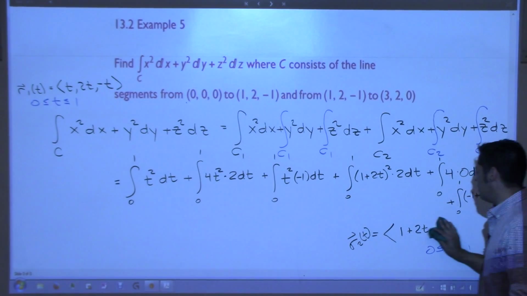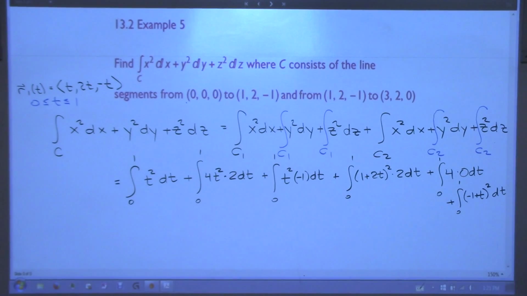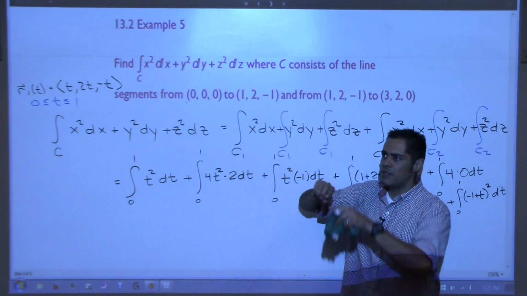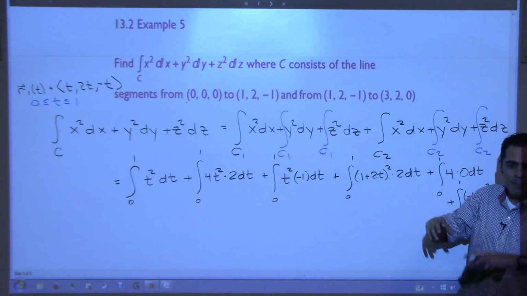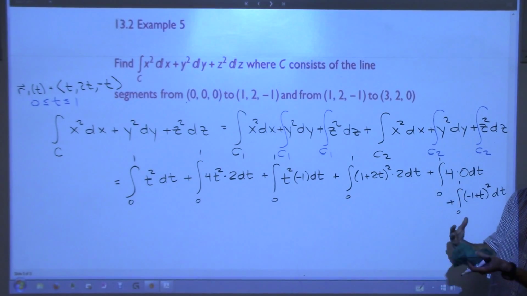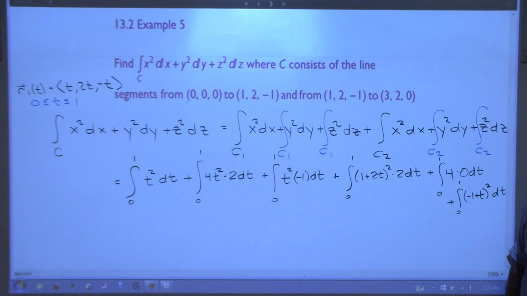All of these integrals happen to be from 0 to 1, don't they? All of these integrals happen to be with respect to t. So I can turn this into one big integral, can't I? Sometimes that won't work. Because if C1, let's say, went from 0 to 1 because it was a line segment, but C2 happened to be part of a circle, that might go from like 0 to pi or something, then you can't throw them all together at the end. But in this case, I can.